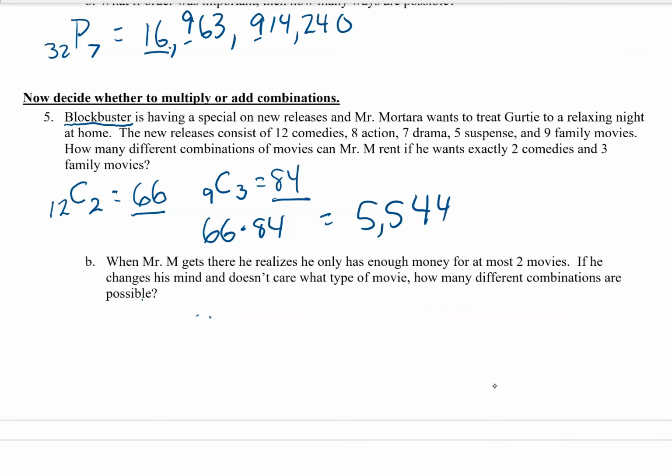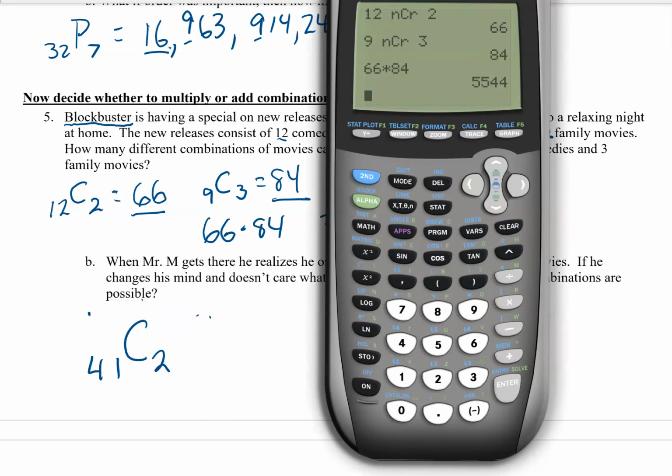Now he realizes he really only has enough money for at most 2 movies. Changes his mind and he doesn't care what type of movie, how many different combinations are possible. Well, we know he's going to choose 2. But it's not just from comedies and family movies. So how many total movies can he choose from? 12 plus 8, that's 20, 27, 32, 41. So from 41 movies, he will choose 2, and he does not care which order he chooses them in.